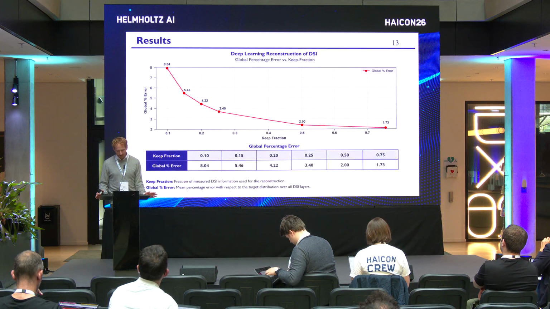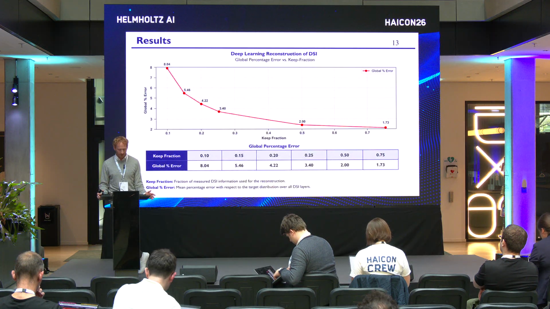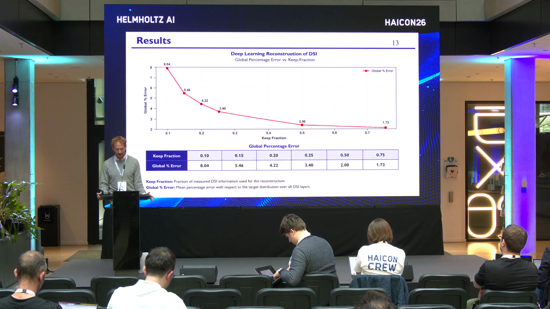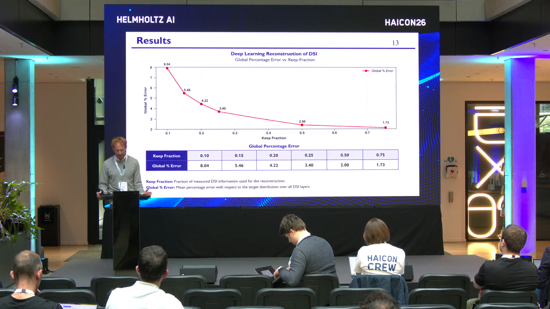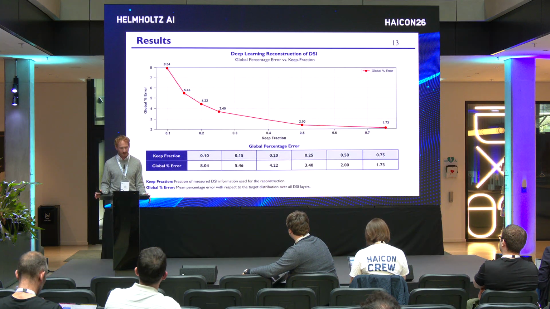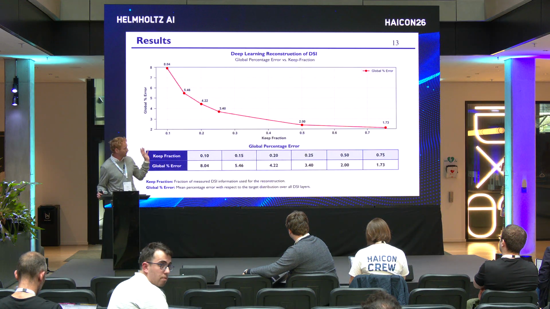Before concluding, I would like to briefly summarize the reconstruction performance across different undersampling rates. This figure shows the global percentage error as a function of the keep fraction. As expected, the reconstruction error increases if fewer Q-space measurements are available. However, the increase is relatively moderate. Even when only 25% of the original data were available, the error is still below 4%. And even in the most extreme case where only 10% were still available, the error is still around 8%.